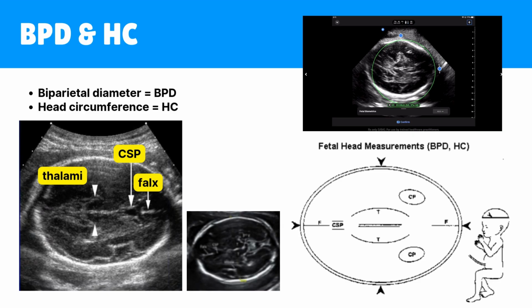For biparietal diameter, your caliper should be placed from the outer edge of the parietal bone to the inner edge, from outer to inner. For head circumference, your ellipse should follow the outer edge of the bone and should not include skin or subcutaneous tissue.